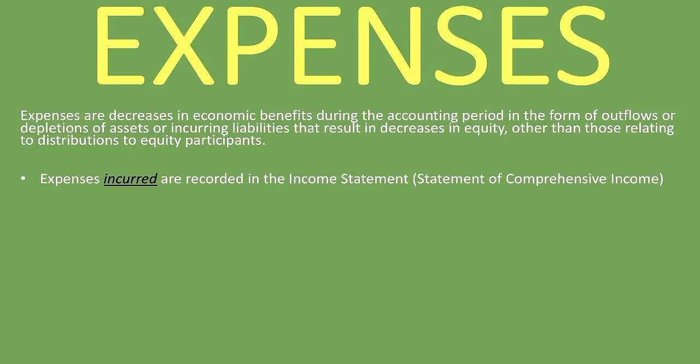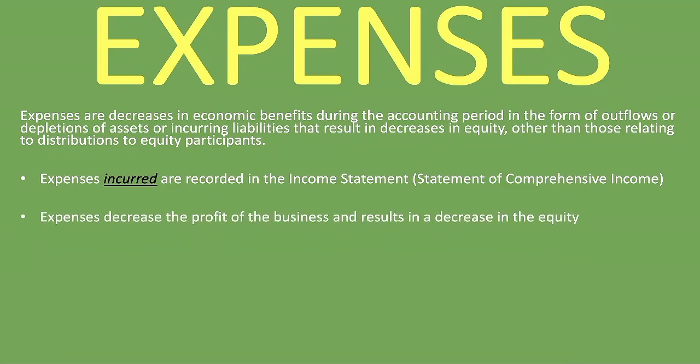So when dealing with financial statements with regard to expenses, you will find them in the income statement or the statement of comprehensive income. Expenses decrease the profit of the business and results in a decrease in the equity. Remember, for you to arrive at the profit for the period, you take all the income that you have earned minus the expenses that you have incurred to arrive at the profit. So for every expense that you have, there is a decrease in the profit and a decrease in equity because profits move to equity. And that's what this statement says.